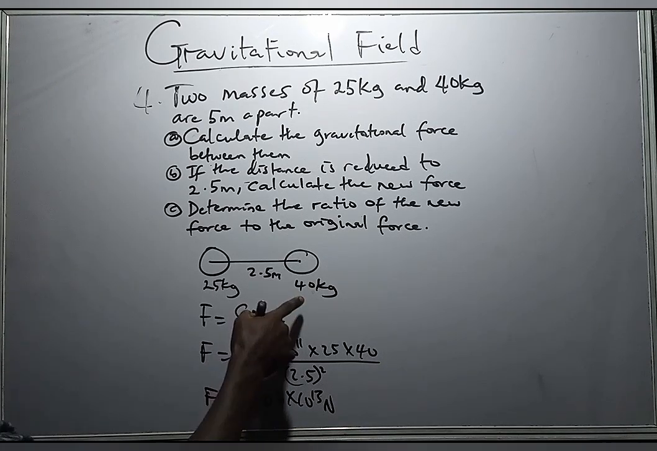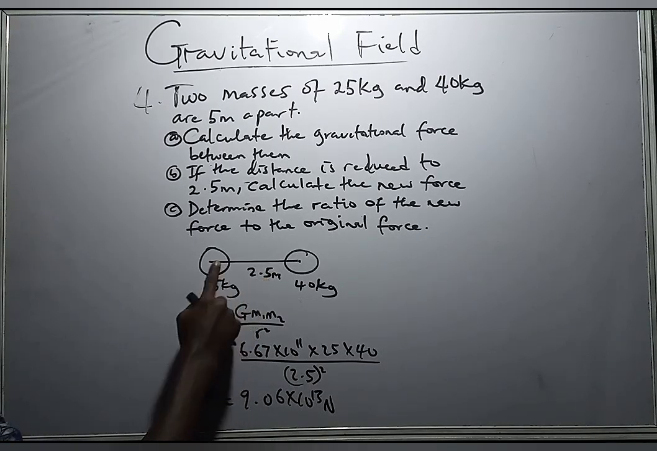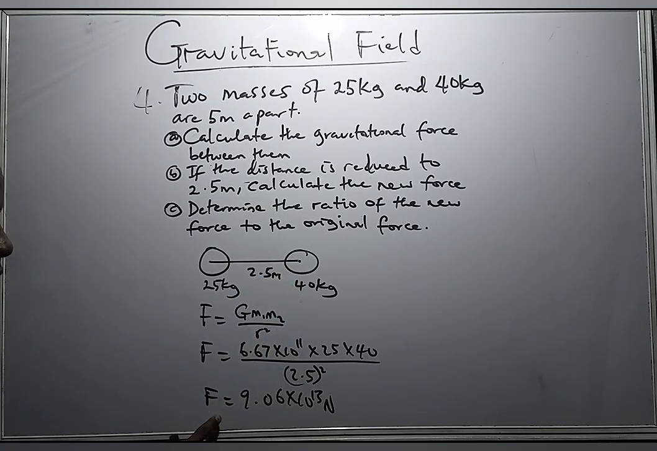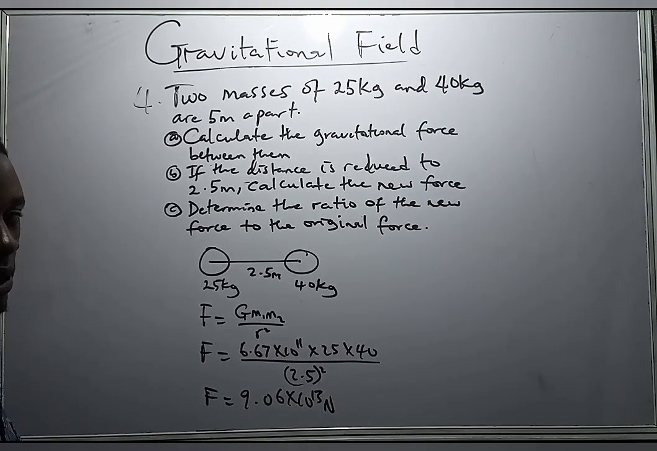Now take note that when we reduced the distance between the two masses, the force of attraction between them increased. Look at the new force. So it means that when the distance between two objects reduces, the force of attraction between them increases. So that's how it is.